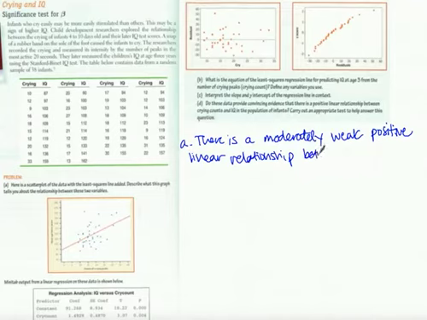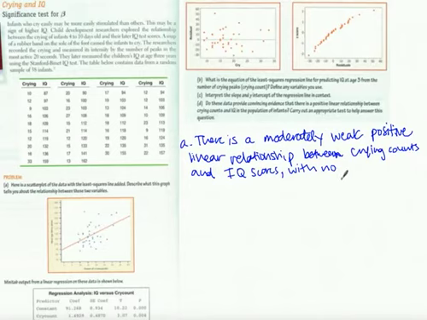between crying counts and IQ scores. We can also say with no extreme outliers or potentially influential observations.